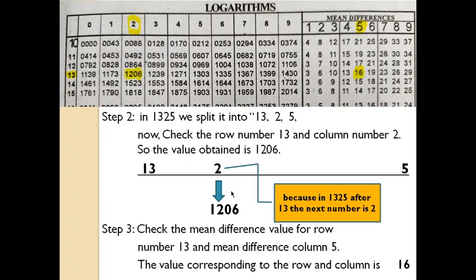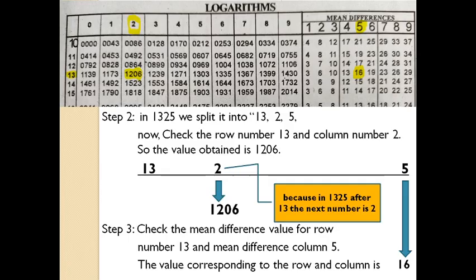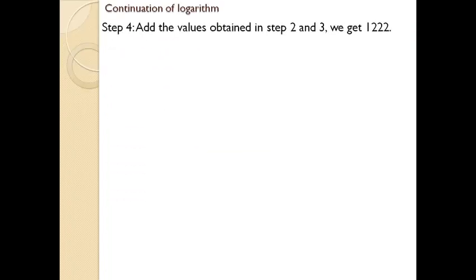Now you got two numbers, 1206 and 16. Why we selected these numbers is the next step, that is the most important step. You need to add these two numbers. That will be the next step. You need to add the values obtained in step 2. Step 2 means 1206 plus 16. So you will get 1222. This is how a logarithm table concept works.